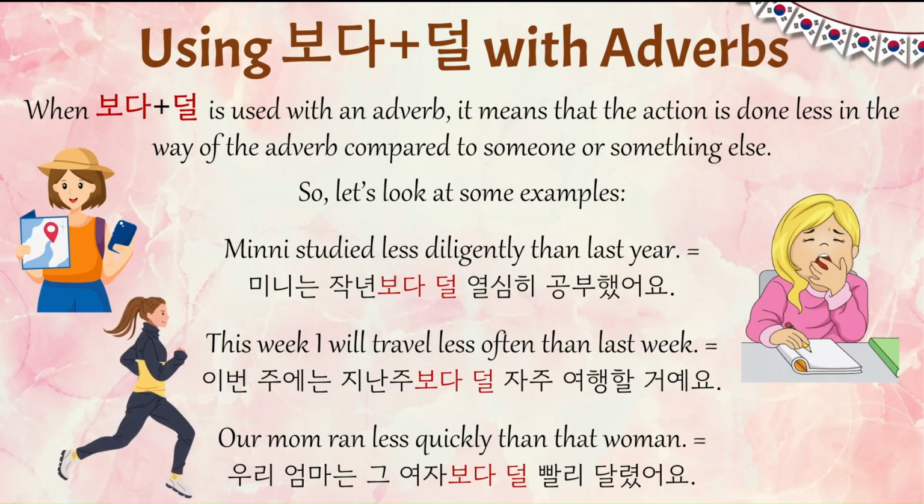And the last example, our mom ran less quickly than that woman. 우리 엄마는 그 여자보다 덜 빨리 달렸어요. Our mom, 우리 엄마. That woman, 그 여자. To run, 달리다. Past tense, 달렸어요. Ran less quickly. 덜 빨리 달렸어요. 빨리 is an adverb to say quickly, right? Ran less quickly than that woman. 그 여자보다 덜 빨리 달렸어요. Okay? So this is how we use 보다 덜 with adverbs.